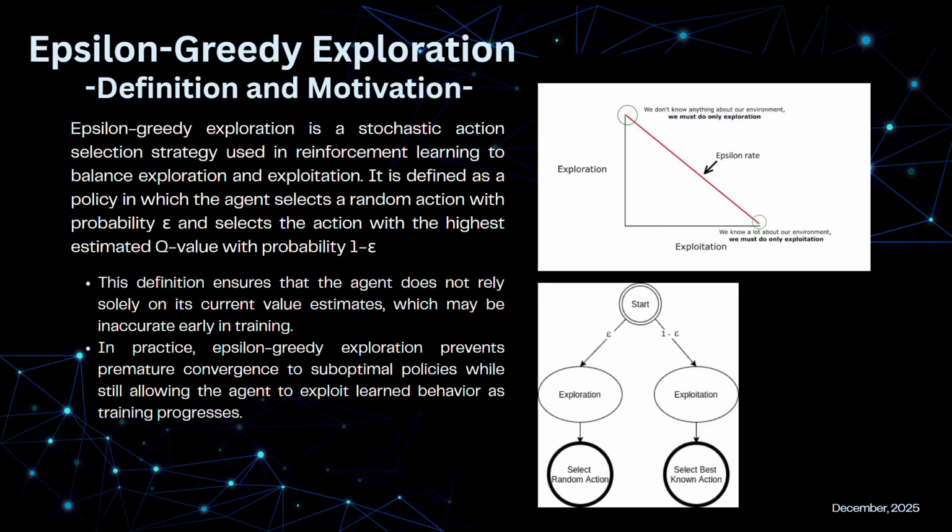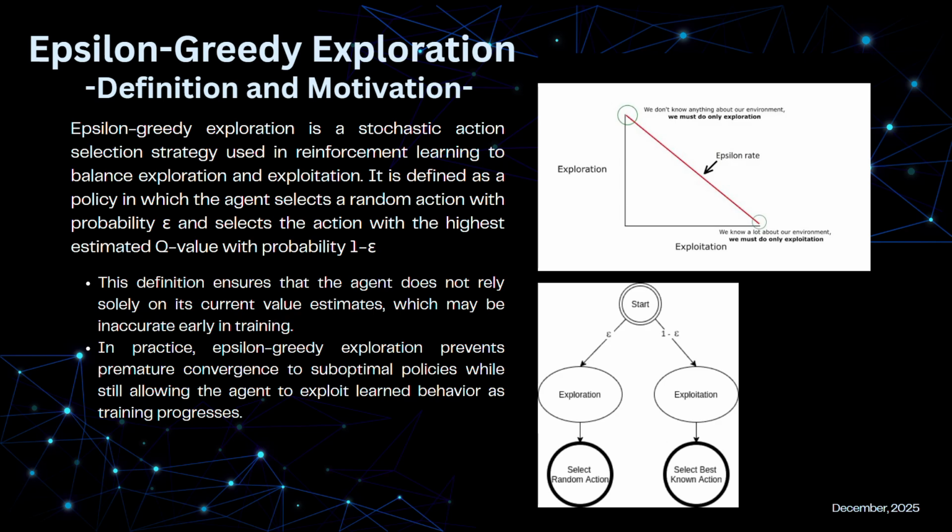The next concept we have is the epsilon greedy exploration. The definition of epsilon greedy is a stochastic action selection strategy used in reinforcement learning to balance exploration and exploitation. It is defined as a policy in which the agent selects a random action with probability epsilon and selects the action with the highest estimated Q value with probability of 1 minus epsilon.